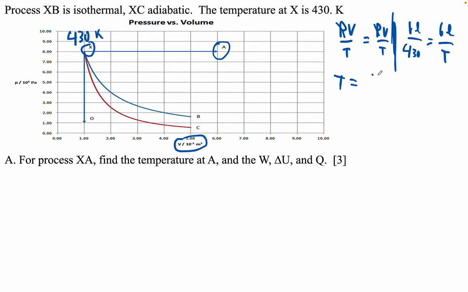So it's 2,580 kelvins. Pretty toasty hot, you know? All right. Okay, so find the temperature, find the work.